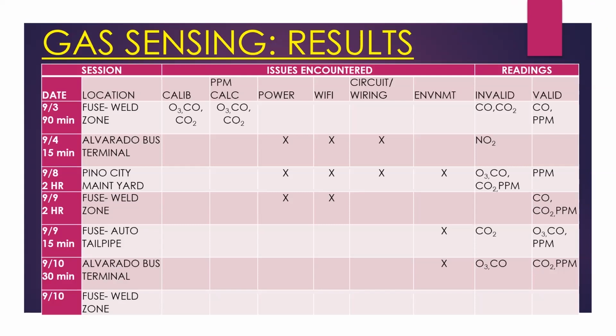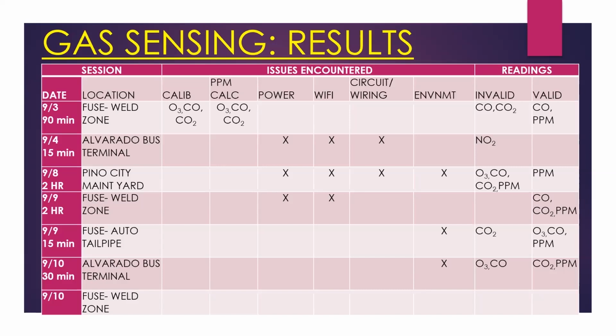So you can see our dates, basically it was the span from starting on the 3rd all the way up till yesterday, ranging from as short as 15 minutes for the tailpipe session that we took up to 2 hours out at the Alvarado bus terminal and at the Pino City maintenance yard. In the middle of the table, you'll see the issues that were encountered, again, at a high level.